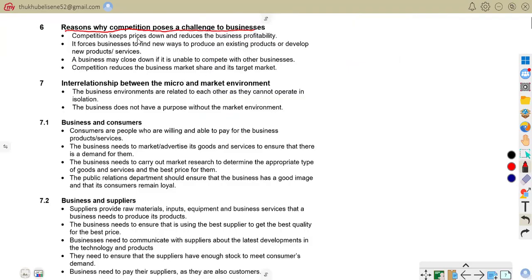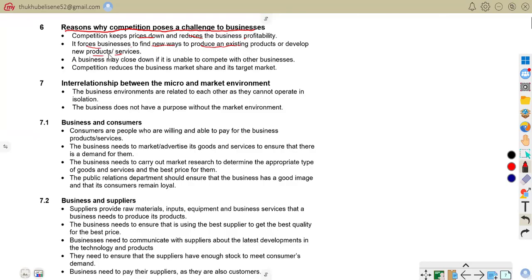They're saying competition keeps prices down and reduces the business profitability. For example, if KFC lowers prices, Chicken Licken earns less profit. So if KFC decided to lower the prices, it means Chicken Licken is going to earn less profit. That's what it means.